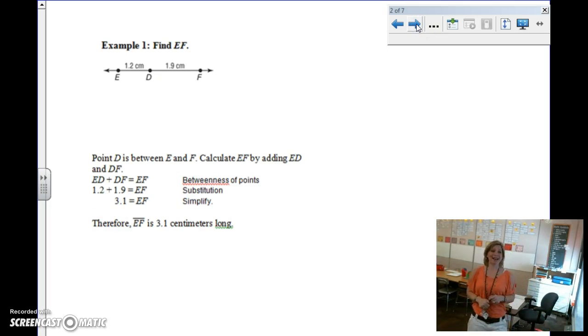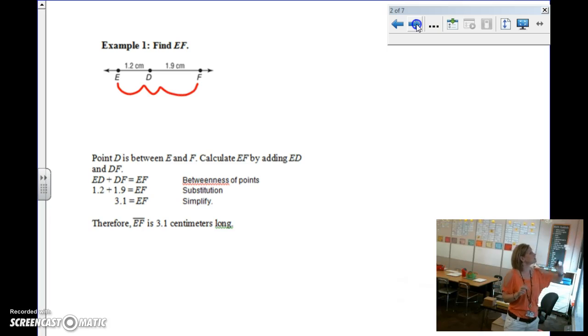All right, so let's take a look at an example. This example is also the example given to you in your notes. We're going to walk through it so that you can understand it better. Then we'll practice some. So the first one, find EF. Our goal is to find the entire distance between E and F. Well, what do you think you do?